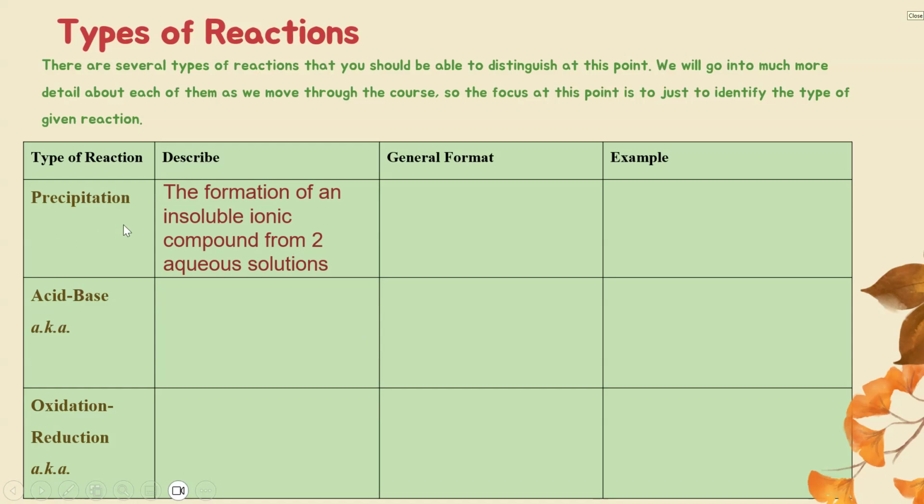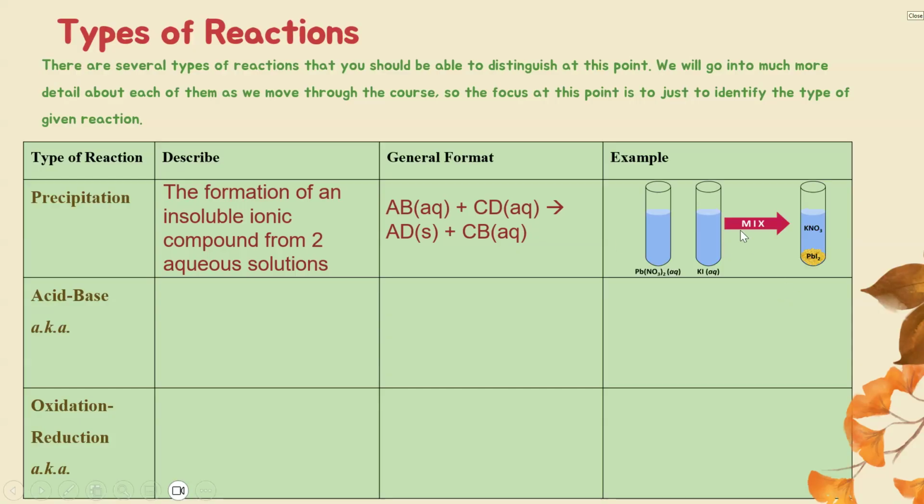So a precipitation reaction is the formation of an insoluble ionic compound from two aqueous solutions. So if you have AB plus CD, that would yield some solid, which could be AD, and then the aqueous ions that caused those components to dissolve in the first place would still be present, but they would still be in aqueous form. We've already talked about precipitation reactions because we usually use them to introduce the concept of net ionic equations. So an example of this would be the combination of lead nitrate and potassium iodide to form the precipitate lead iodide.